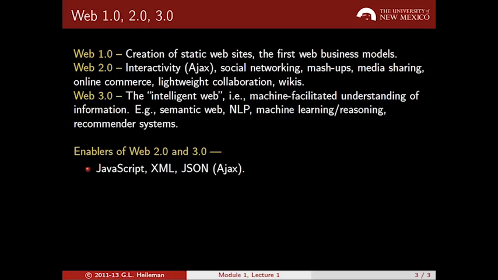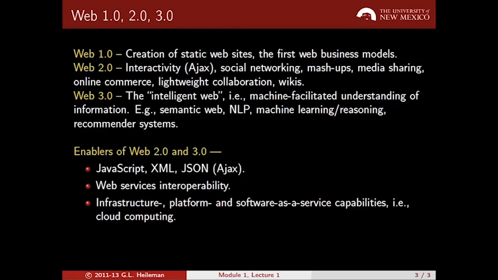What are some of the enablers of Web 2.0 and 3.0 technologies? JavaScript is one, XML, and JSON. These were the technologies that enabled this AJAX interactivity that we'll talk more about in this course. Web services became more interoperable. It became much easier to take one website and have it use services provided by a different website. And the infrastructure, platform, and software as a service capabilities emerged. In other words, cloud computing became more prominent and easier to build into your web applications.